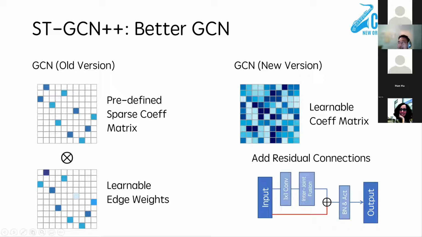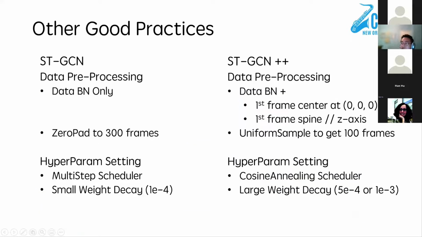Here we summarize other good practices adopted by ST-GCN++. For pre-processing, basically, we follow the recent state-of-the-art CTR-GCN, which includes shifting and rotating to align the center and the spine. It's worth noting that we also adopt uniform sampling for GCN-based skeleton action recognition and find it quite useful. For hyperparameter setting, we adopt the commonly used cosine annealing scheduler and use a relatively large weight decay.